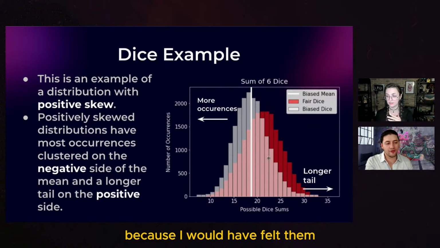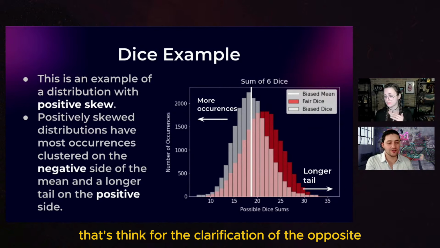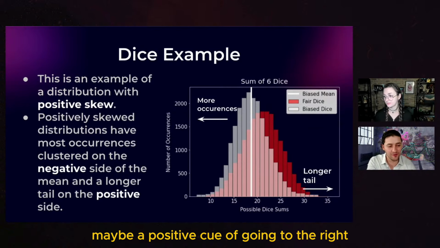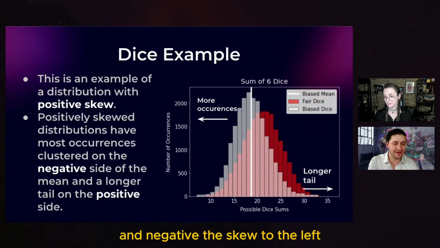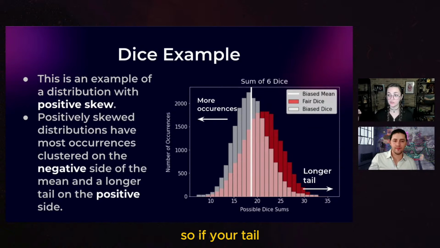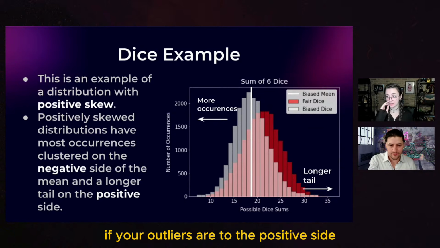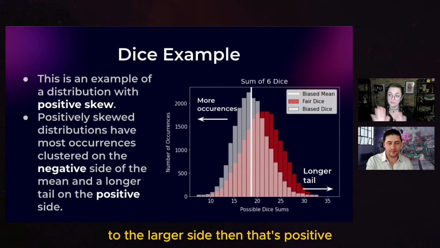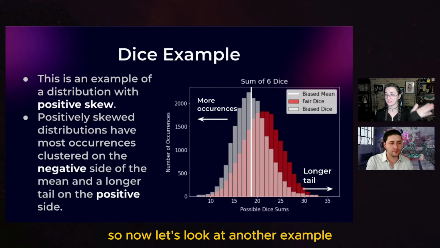Yeah, makes sense. I would have thought the opposite, maybe a positive skew going to the right and negative skew to the left. Thank you for the clarification. So the way that the convention works is where the tail is. If your outliers are on the positive side, the larger side, then that's positive, and on the negative side, it's negative. So now let's look at another example.